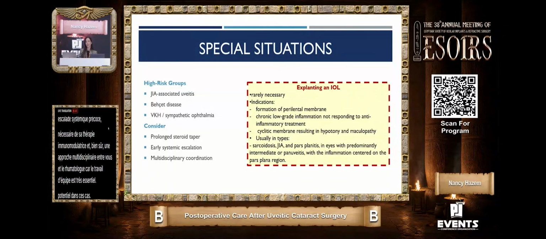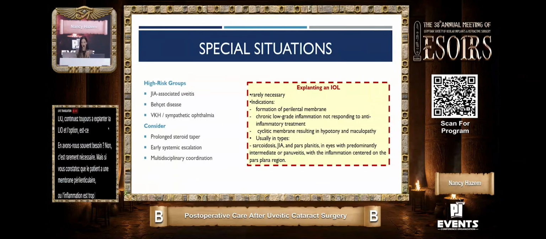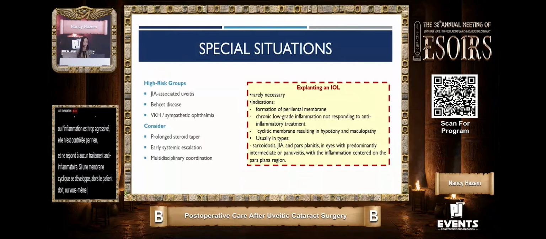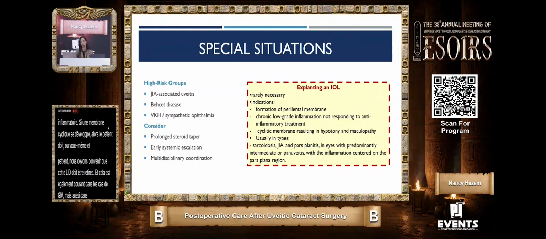The last thing is explanting the IOL, or always keep explanting the IOL as an option. Do we often need it? No, it's rarely needed, but if the patient has a perilenticular membrane, or the inflammation is too aggressive, not controlled and not responding to any anti-inflammatory therapy, or if a cyclitic membrane develops, then you and the patient have to agree that this IOL has to be removed. This is also common with cases of JIA, but also with pars planitis and sarcoidosis, especially patients with an aspect of intermediate uveitis, whether alone or as part of panuveitis.